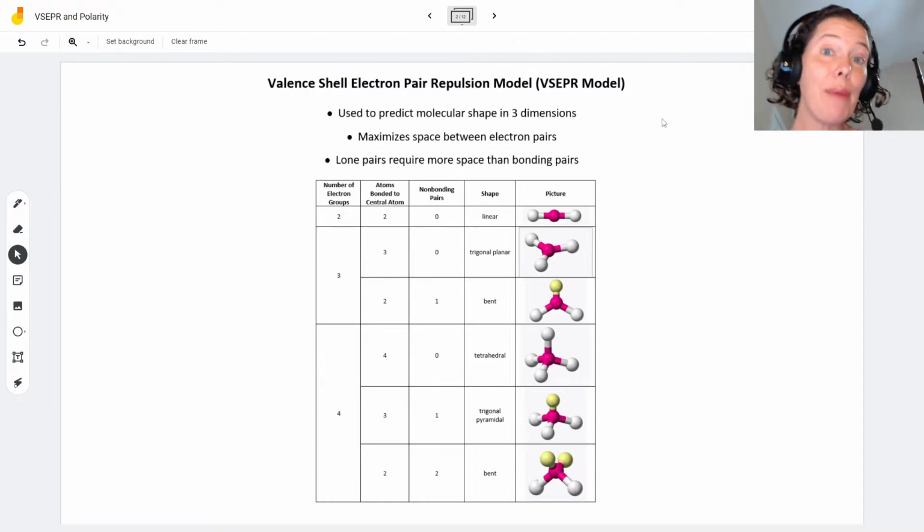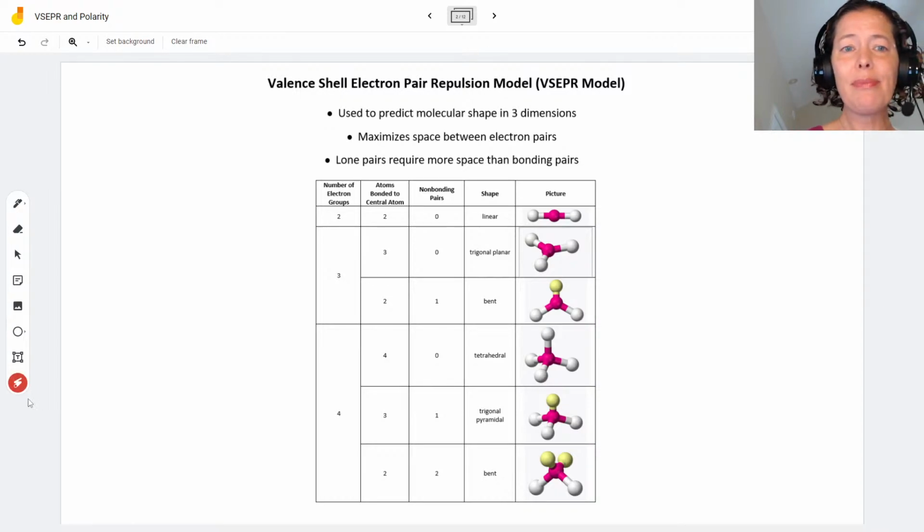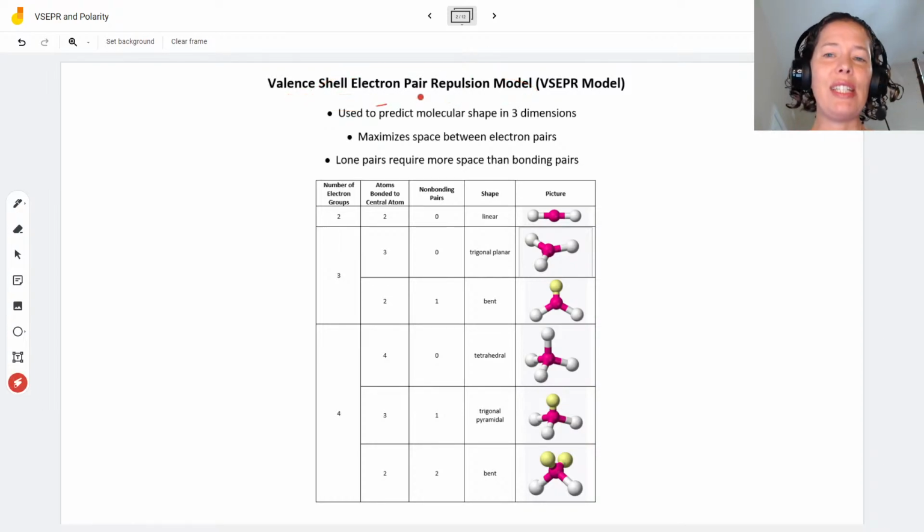Now, the theory that I'm going to be using in this live stream is VSEPR, or valence shell electron pair repulsion model. You can see that at the top of the screen right here. It's just easier to say VSEPR, or some people call it the VSEPR model. That's totally fine. It's all the same thing.